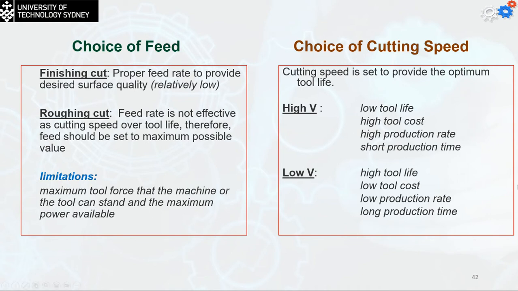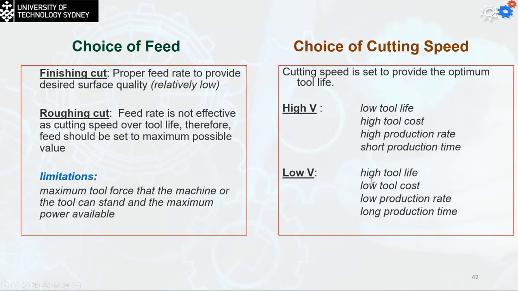So once again, at high velocity, we're going to have low tool life, highest tool cost, and high production rate, but shorter production time. Now, high production rate because the cutting time is going to be reduced, but shorter production life because we need to stop from time to time to change the tool itself.